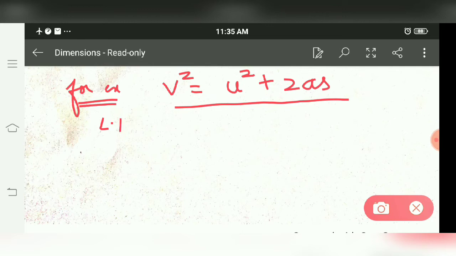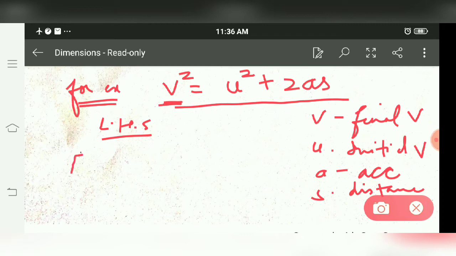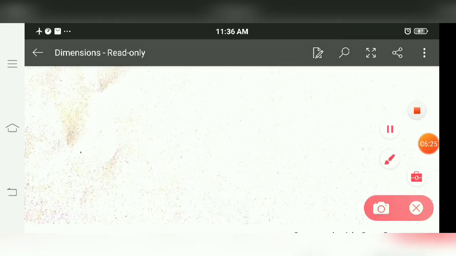So on the left hand side we have velocity. V is final velocity, u is initial velocity, a is acceleration, and s is distance or displacement. So on the left hand side we have velocity square. The dimension of velocity we already know, that is L T-1 whole square. So it is L square T-2. This is the dimension on the left hand side. Now comes the dimension on the right hand side. v square equals u square plus 2as.